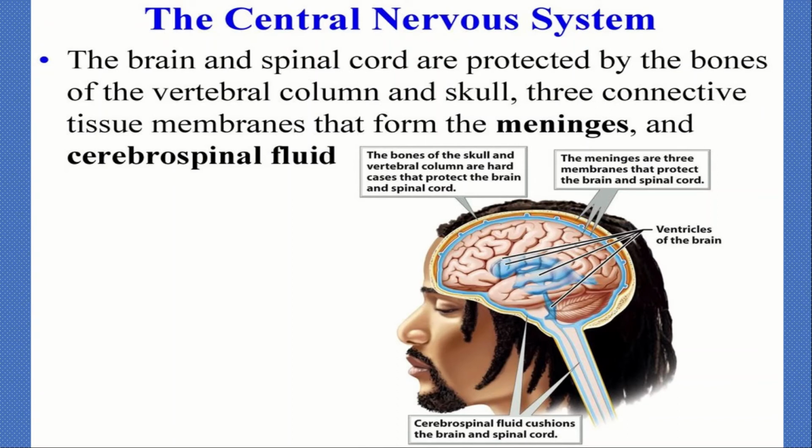The blue colored part shows the ventricles of the brain. Next is the fluid, cerebrospinal fluid. It cushions the brain and spinal cord and acts as a shock absorber.